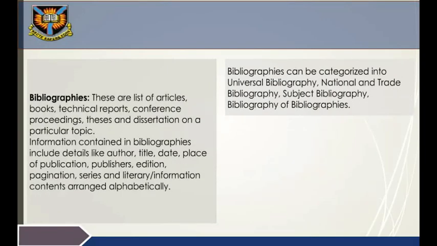Bibliographies. These are lists of articles, books, technical reports, conference proceedings, theses, and dissertations on a particular topic. Information contained in bibliographies includes details like author, title, date, place of publication, publisher, edition, pagination, series, and literary information, with contents arranged alphabetically. Bibliographies can be categorized into universal bibliography, national and trade bibliography, subject bibliography, and bibliography of bibliographies.